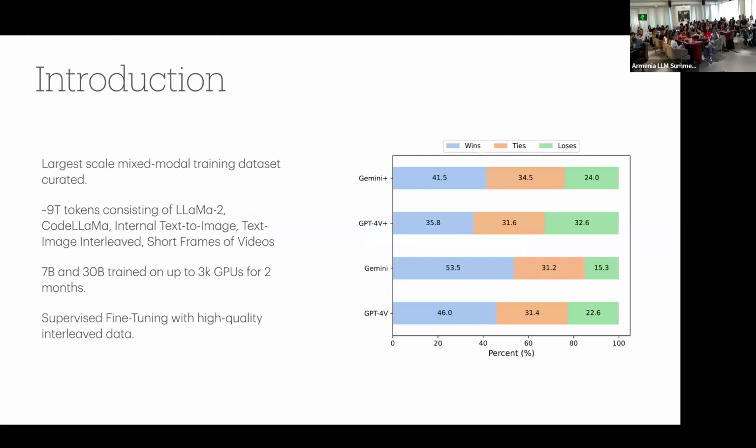At that time we curated the largest scale mixed modal training data set that was curated at that time. It was roughly 10 trillion tokens. We took the Llama 2 data, all of the code data that existed, and then we also just scraped everything: Common Crawl, video websites, and we trained these massive models. 3K GPUs for a couple of months. And then we did very basic supervised fine tuning with some very high quality data.